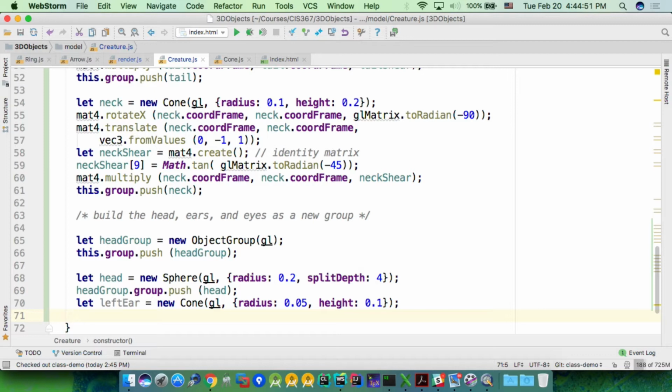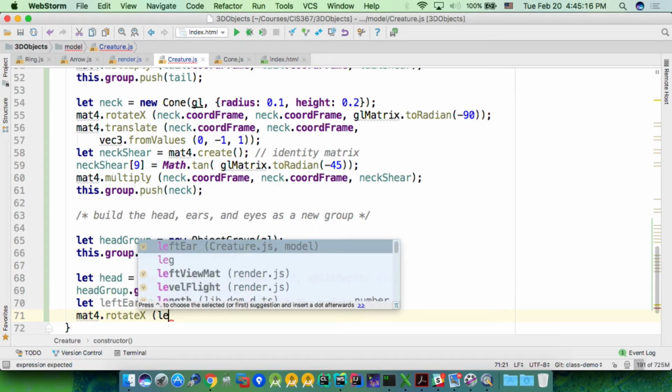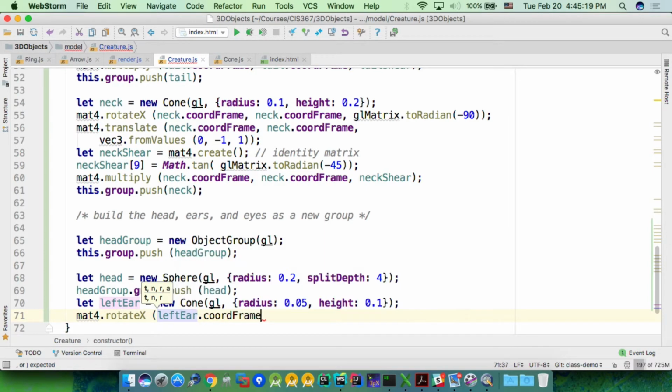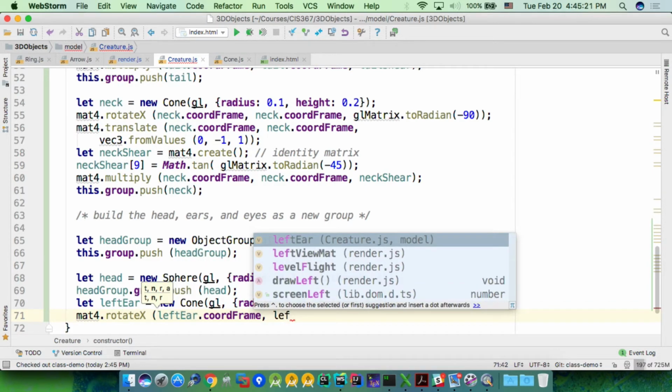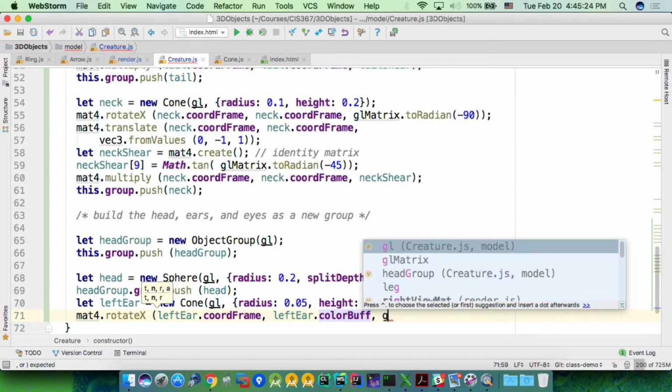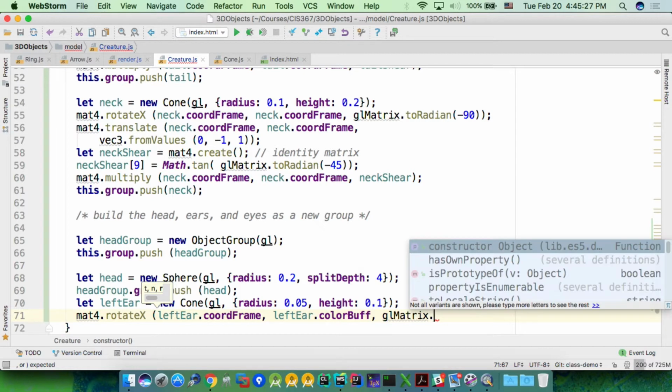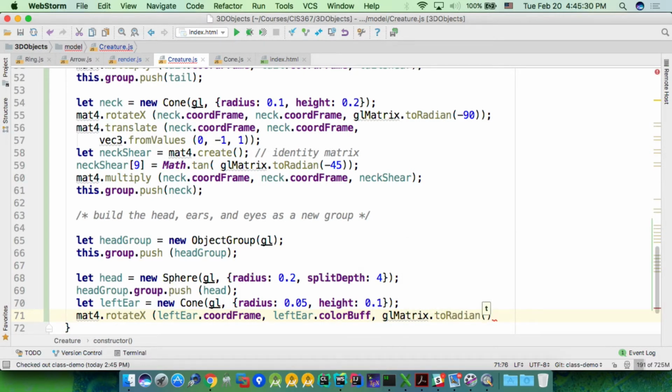I think that one is easier. Rotate first by some amount, and then translate along the new coordinate frame. So rotate first and then translate. I'm going to apply rotation first, and the rotation will be along X, left ear coordinate frame, and the amount will be geometrics to radians, 30 degrees maybe.